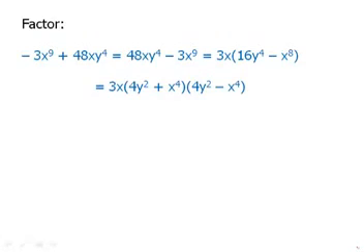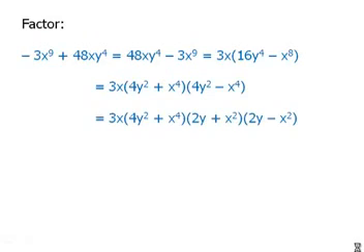So we can factor that by the difference of squares again. 4y squared is the square of 2y, and x to the 4th is the square of x squared. And so altogether, this factors to that. Now this would be a very, very advanced problem that would only appear on the hardest part of the test.